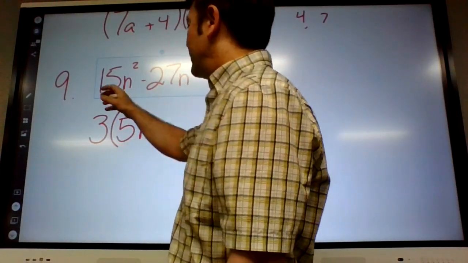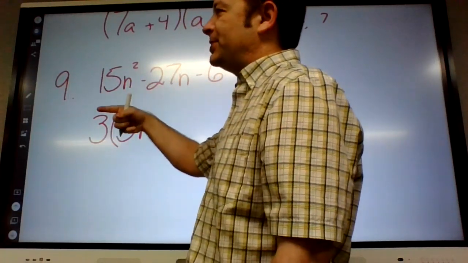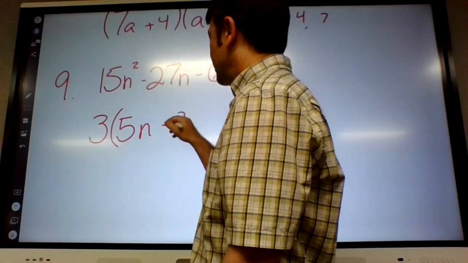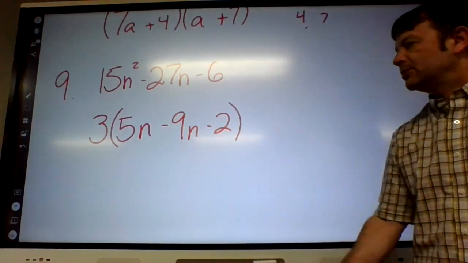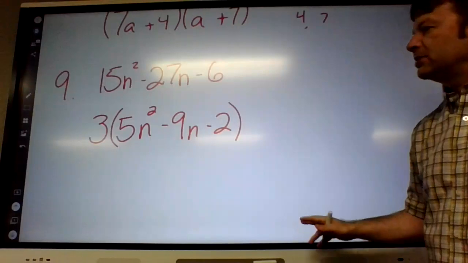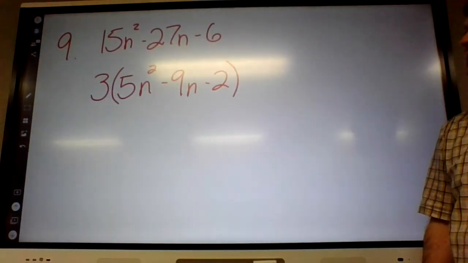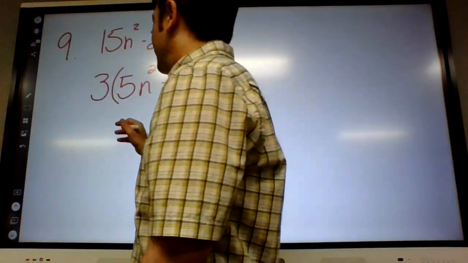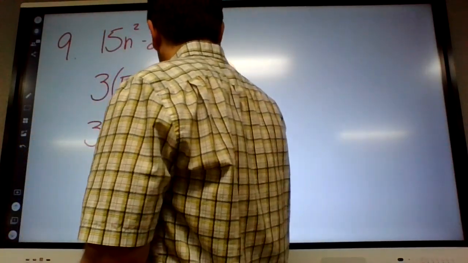Okay, so basically we're dividing all these by 3. It's like we're reversing a distributive property. We're undistributing a 3, so we're dividing them all by 3. That's crazy. And what's left in parentheses probably, not 100% sure, will factor. So we should try it.